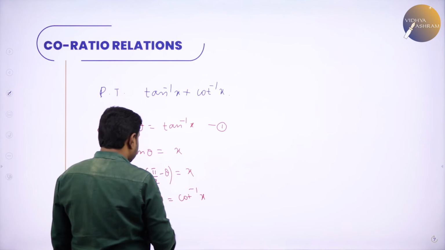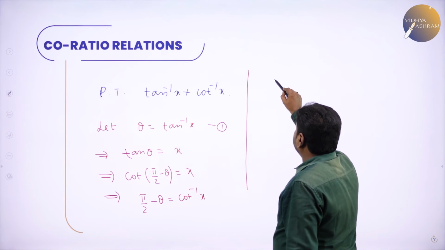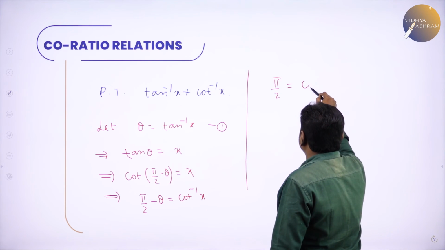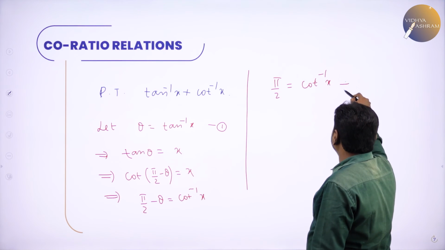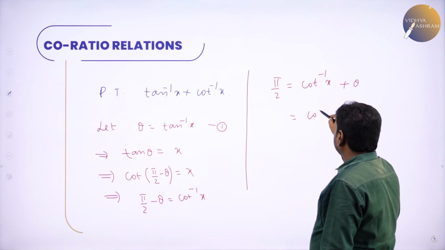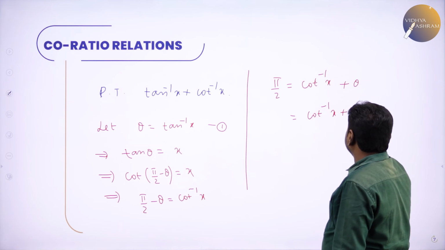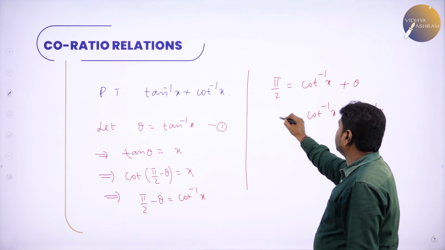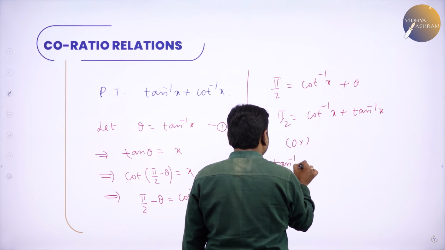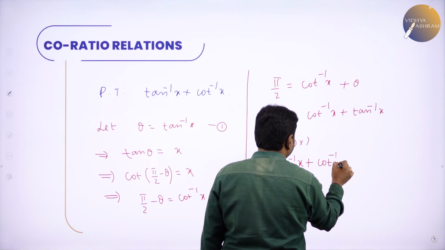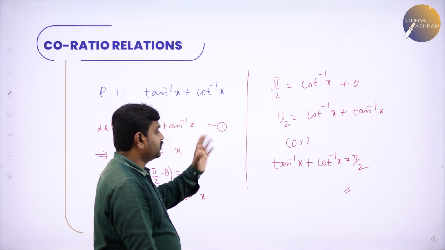Now transfer minus theta, go on rearranging. So pi by 2 is equal to cot inverse x. If minus theta comes to the other side, it will come plus theta, and substitute for theta. So cot inverse x plus theta. What is theta? Tan inverse x. Cot inverse x plus tan inverse x is pi by 2, or we'll write tan inverse x plus cot inverse x is equal to pi by 2. So good, now we are done with this.